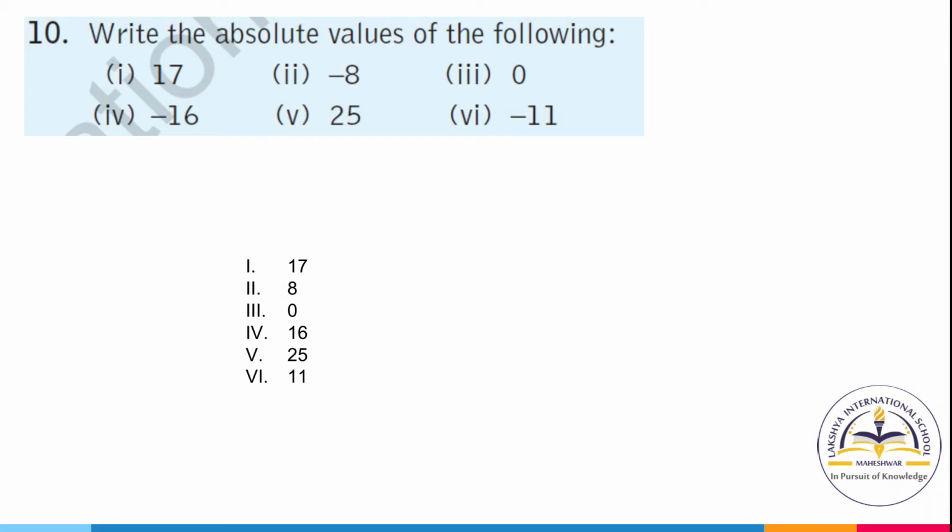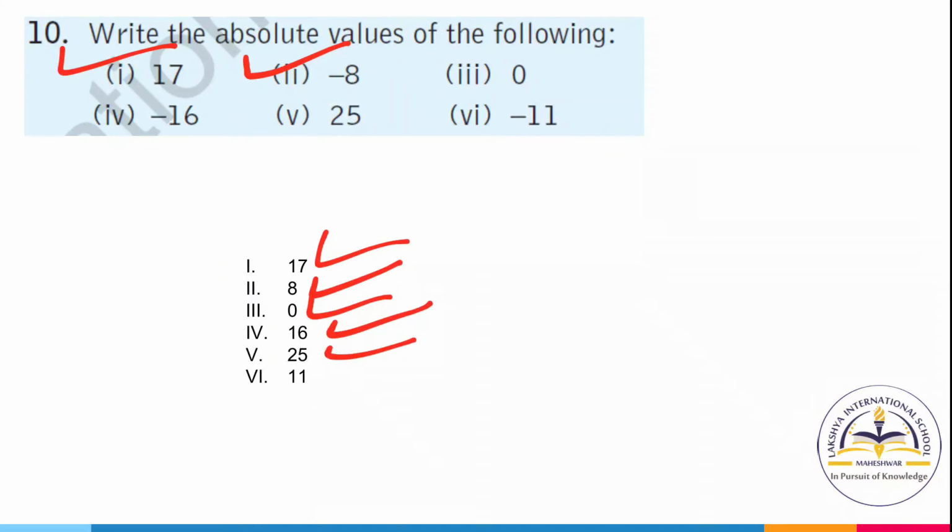Now question number 10, write the absolute values of the following. 17. Absolute values means, suppose we have in question minus 5, so the absolute value of minus 5 will be, means you have to write the positive number, you don't need to write negative sign. Now here for 17 the answer will be 17. For minus 8, that is 8 only, no negative sign will be here, 0, 0, minus 16, 16, 25 as it is. Now minus 11, for minus 11 it is 11.